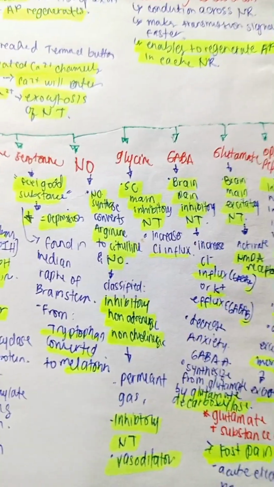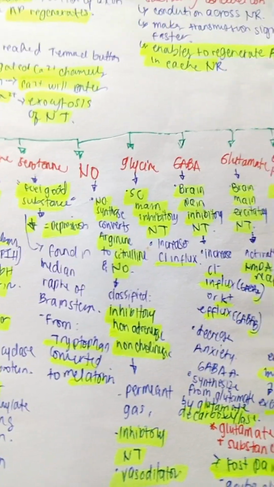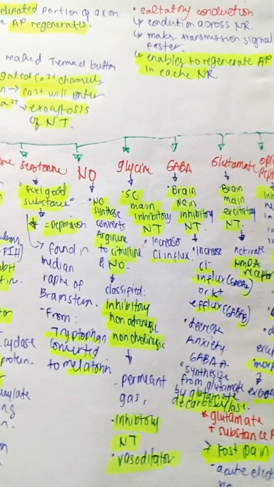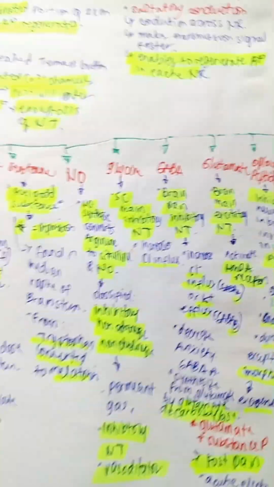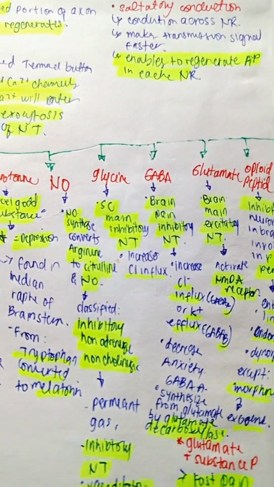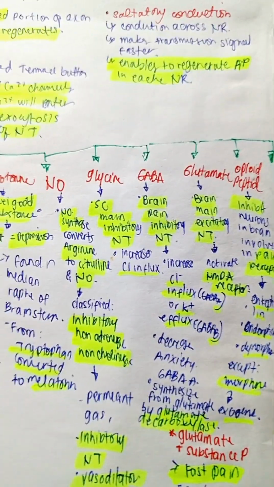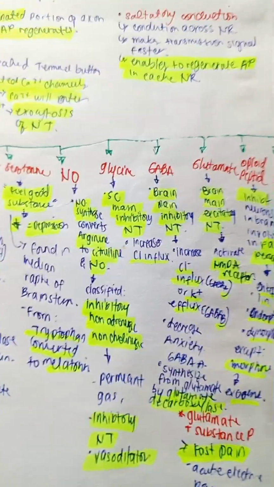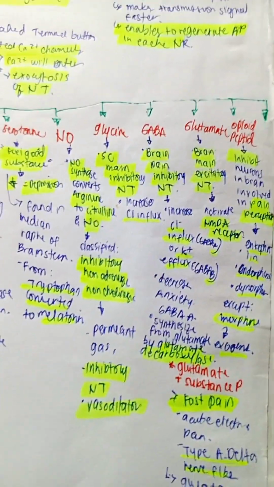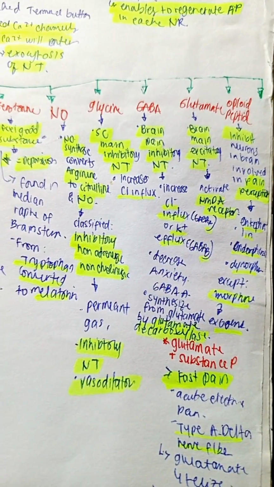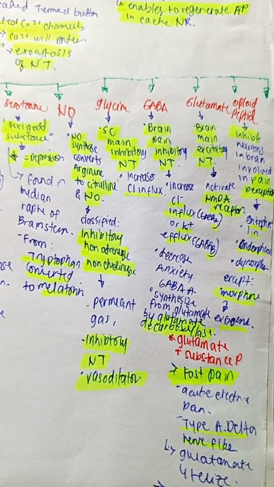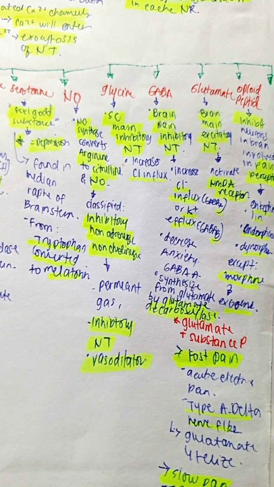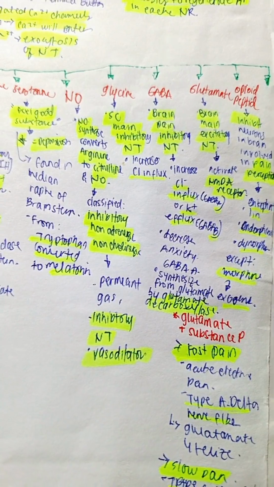So we also have glycine. Glycine is the main inhibitory neurotransmitter in the spinal cord, and it increases the chloride influx. However, in the brain, the main inhibitory neurotransmitter is GABA, and it also increases the chloride influx using GABA-A, or it increases the potassium efflux using GABA-B. And this neurotransmitter, GABA, decreases the anxiety level. And GABA is synthesized from glutamate by glutamate decarboxylase.